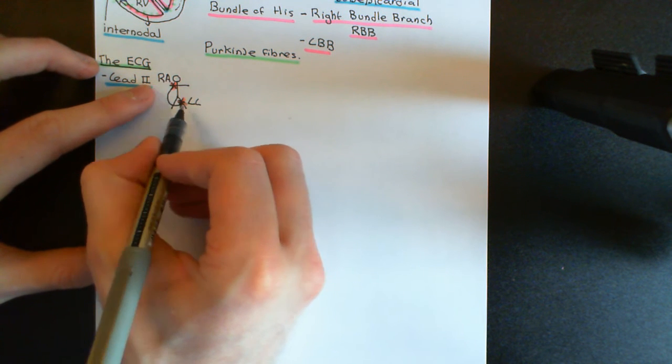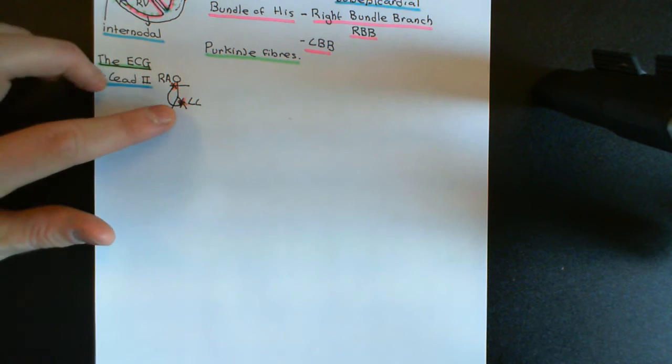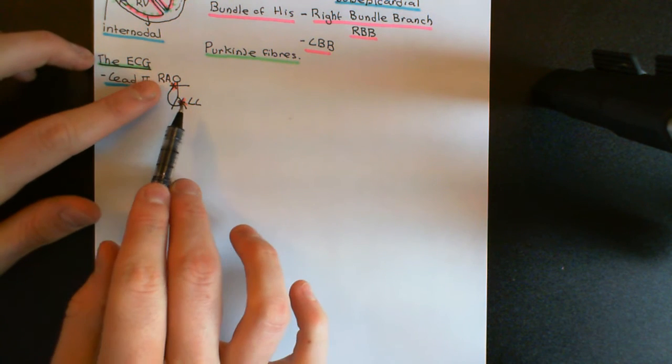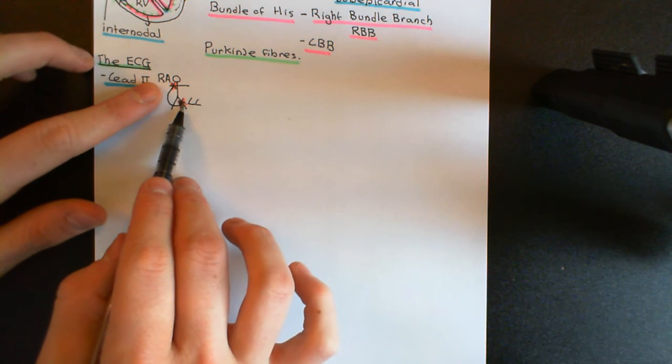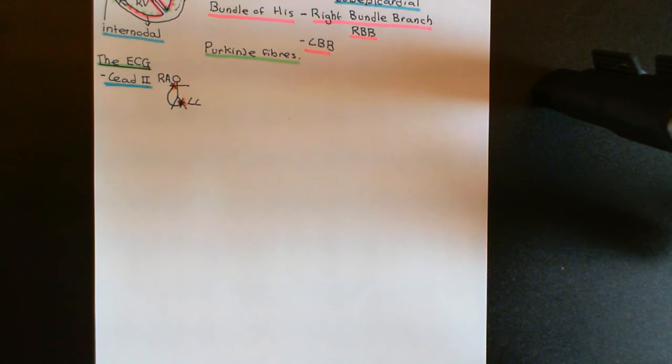From the right arm to the left leg. So you are going to be looking at what is the electrical potential difference from the right arm down to the left leg, and you're going to plot a graph of that against time. So you're going to put 1 electrode on the right arm, 1 electrode on the left leg.